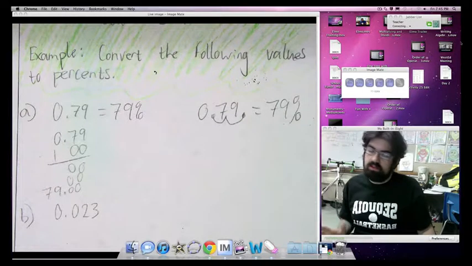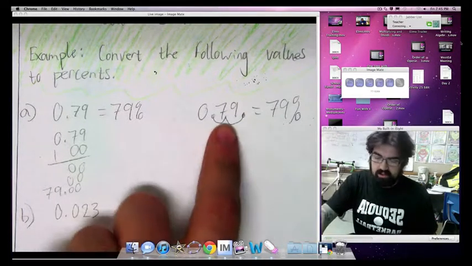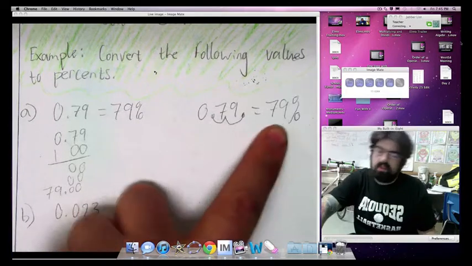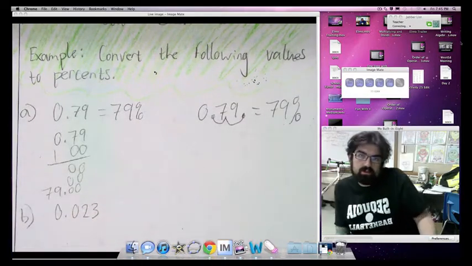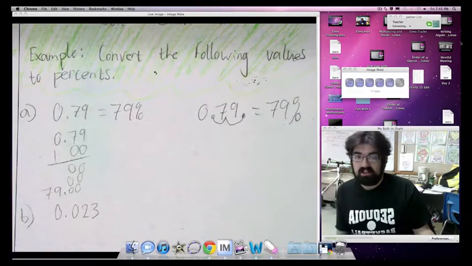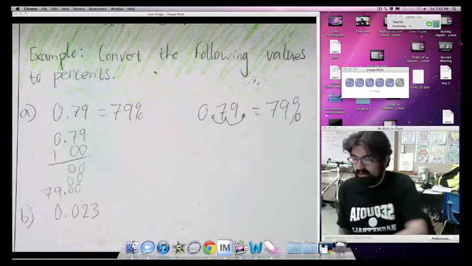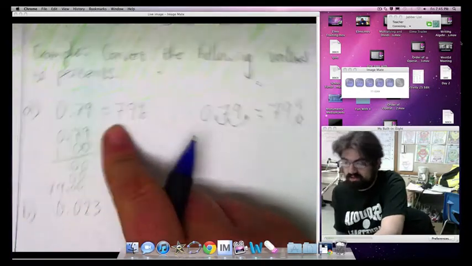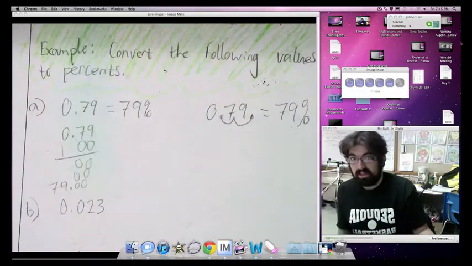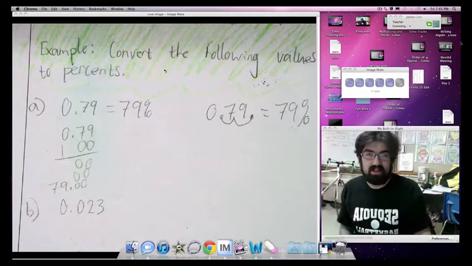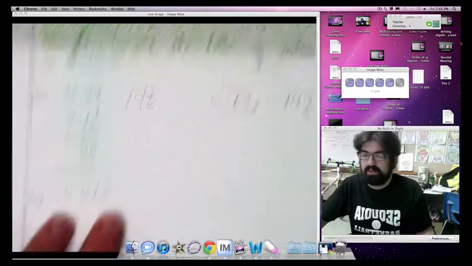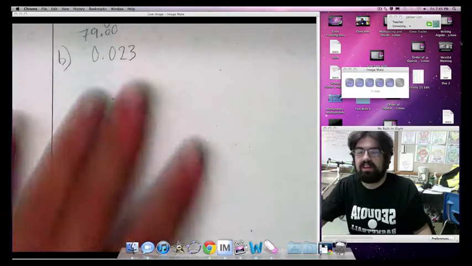The biggest way to know you messed up, if you're going from a decimal, or like a standard form, to a percent, is the number should be getting bigger. 0.79 should be smaller than 79, like the number got bigger. That's the best way to know if you messed up. So there we go. We're just going to do it that way.